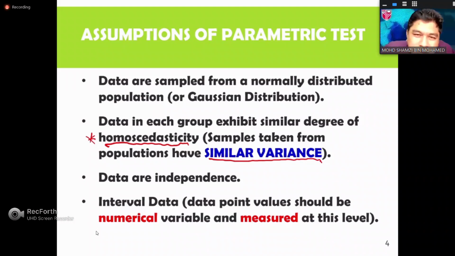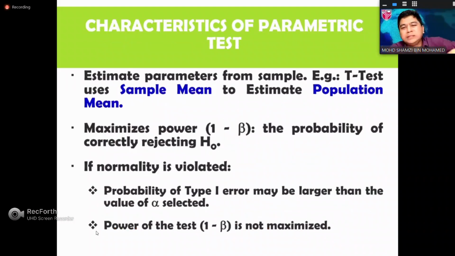Now, the characteristic of parametric tests. Let's say you want to estimate a certain parameter of a population, but the population is too big. So what you do is sampling. You take some sample from the population. For example, you use a t-test. What does a t-test do? It uses the sample mean to estimate the population mean.